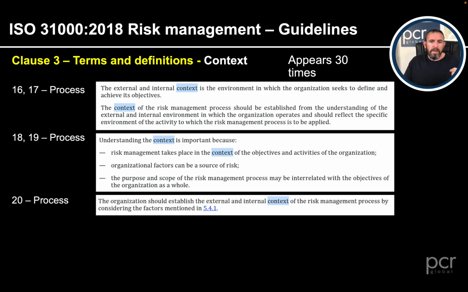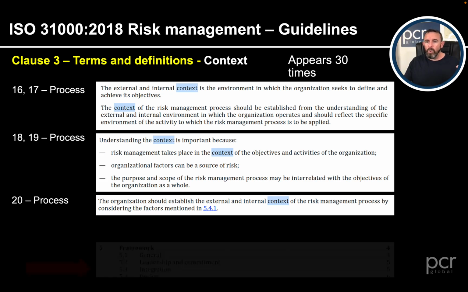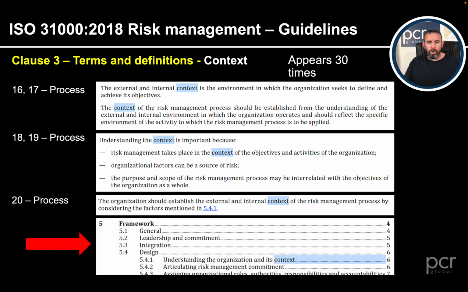And number 20, the organisation should establish the external and internal context of the risk management process by considering the factors mentioned in 5.4.1. So what do we mean by that? Let's have a quick look at what 5.4.1 is. Understanding the organisation and its context. So we have to look at the external context, the internal context. We've got to understand that as a whole in order to apply the right risk management methodology. Really important.